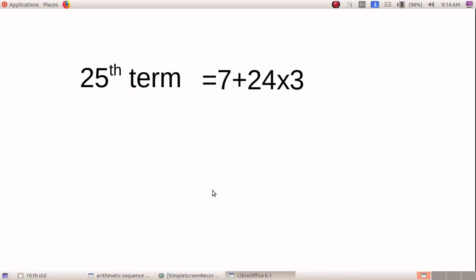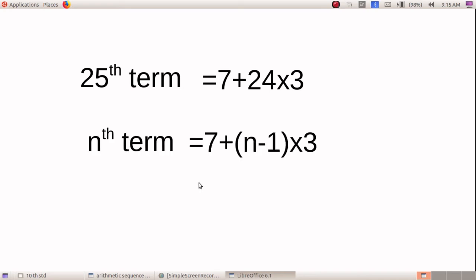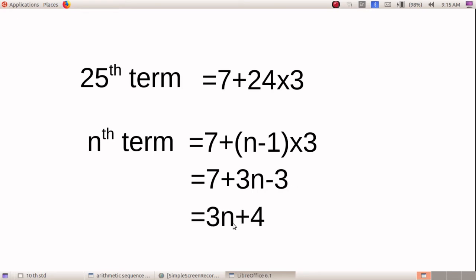Now my question, what will be its nth term? Nth term will be 7 plus n minus 1, 3s. On simplifying this one, it will be 7 plus 3n minus 3. Then 3n is written first. Then 7 minus 3 will be 4. Therefore 3n plus 7 minus 3 means 3n plus 4. The nth term of this arithmetic sequence is 3n plus 4.